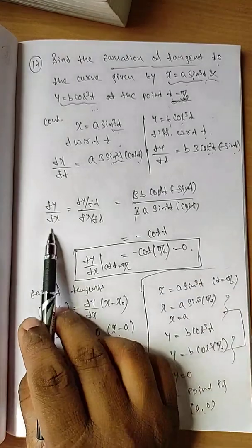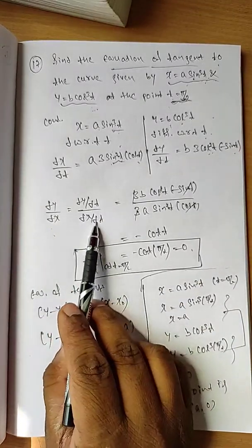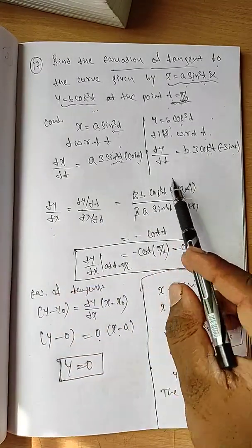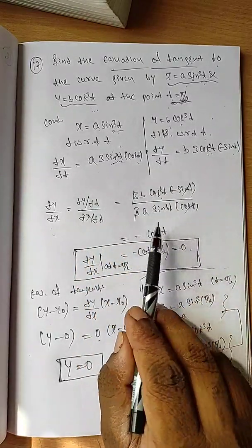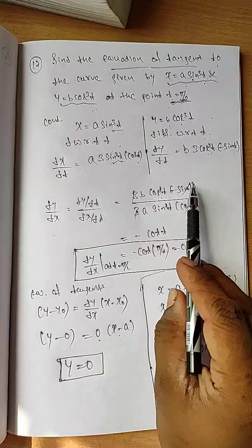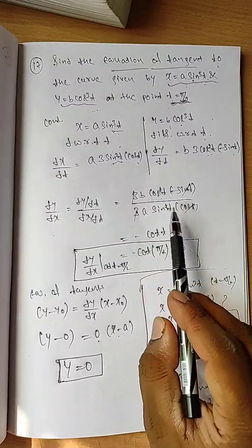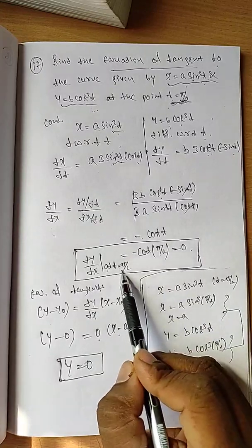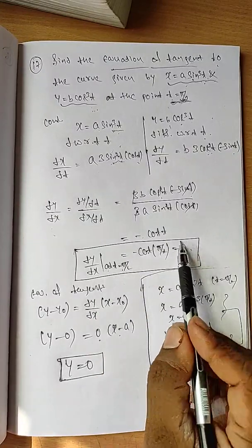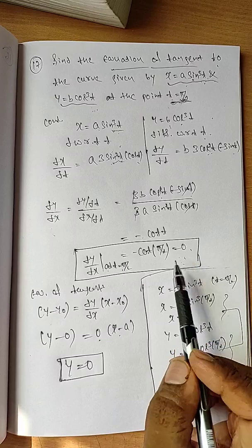Now we want to find dy by dx. Dy by dx is dy by dt over dx by dt. Dy by dt is 3b cos square t into minus sin t, over 3a sin square t into cos t. 3 cancels, cos t cancels, sin t cancels. We are left with minus b by a cot t. At t is equal to pi by 2, the slope will become 0. The slope will become 0.